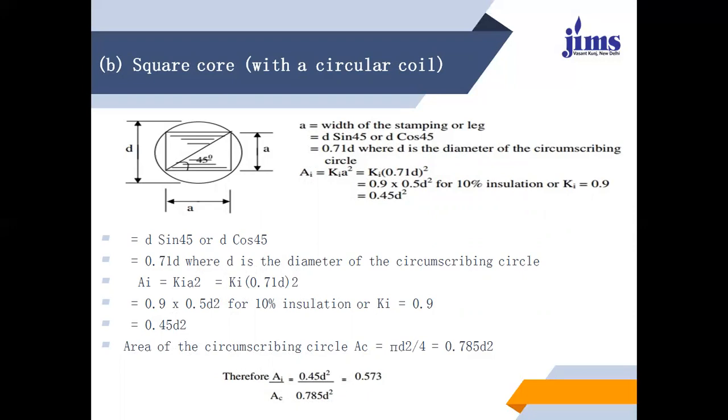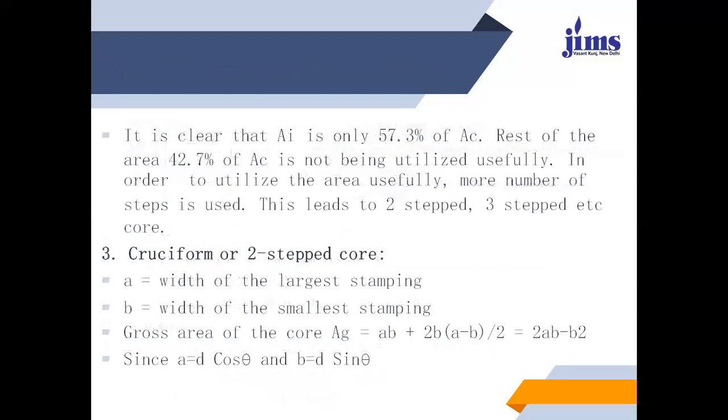For about 10% insulation, we say that Ki equals 0.9. So the area of this one is 0.45 D squared. If we compare with the previous ones, we find a variation: it is clear that Ai is only 57.3% of the circle area. The rest, 42.7% of the area, is not being utilized usefully.